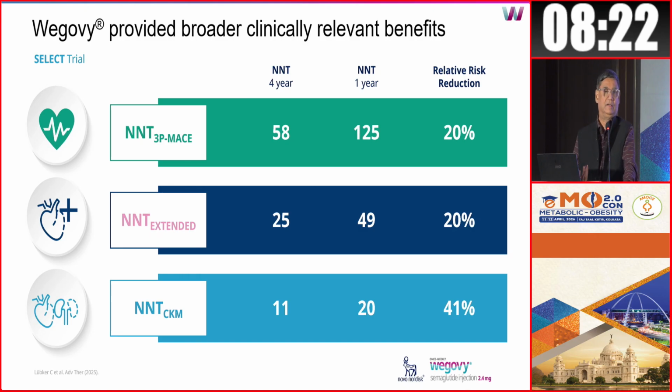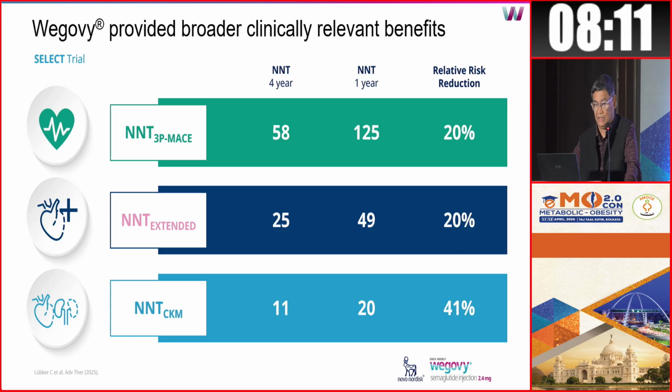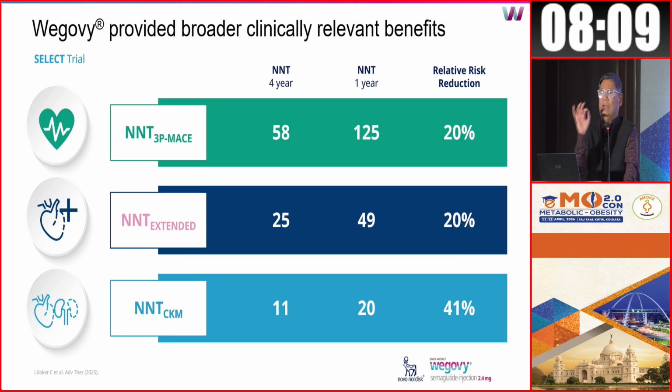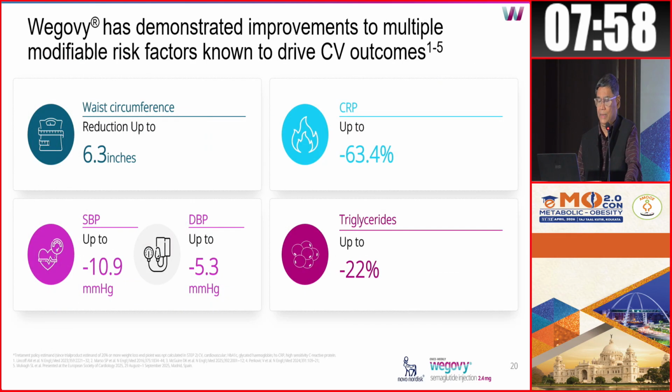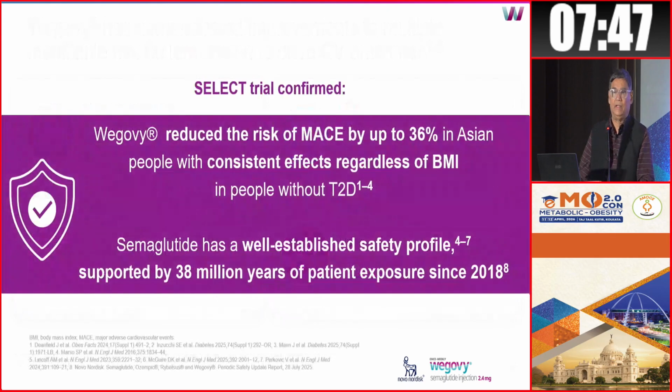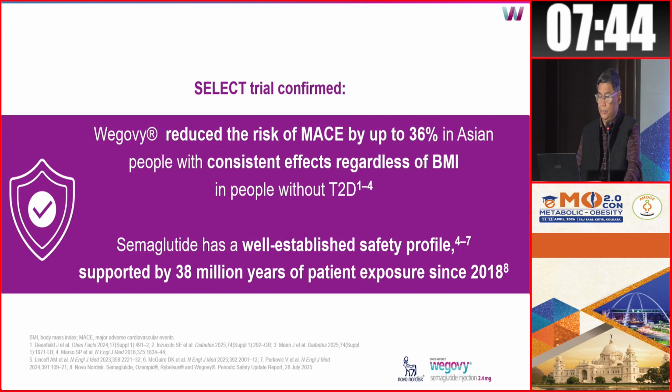And numbers needed to treat, as you know, is how many patients you need to treat to get benefit in one. NNT for 3-point MACE was 58 at 4 years, 25 in extended, and CKM was 11. You need to treat only 11 people to get the benefit of one. So you can imagine how strong a molecule we are talking about. Wegovy has demonstrated improvement in multiple modifiable risk factors. So that shows in your waist circumference, CRP, SBP, DBP, and triglycerides. So all the risk parameters were taken care of by this molecule.